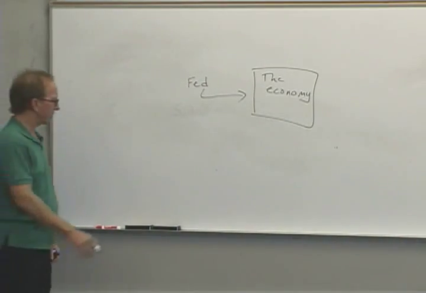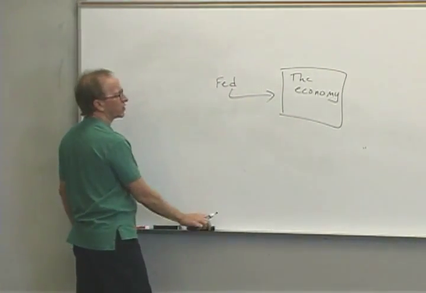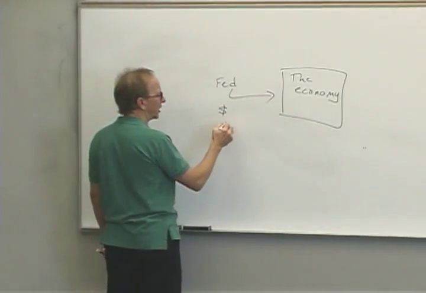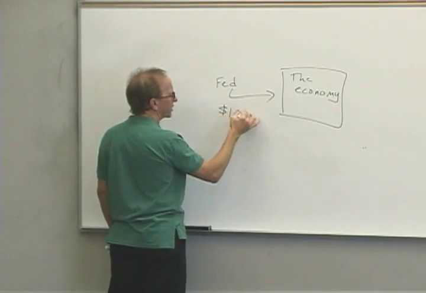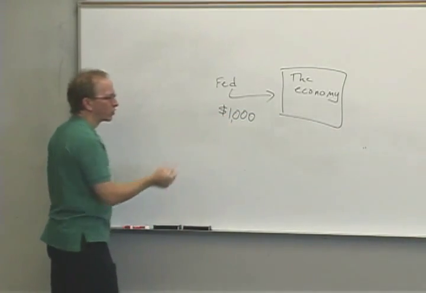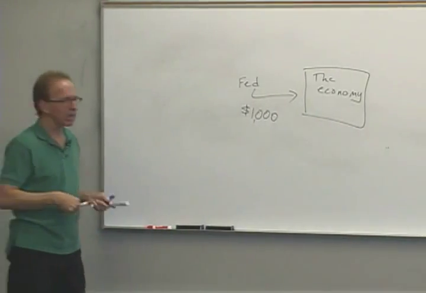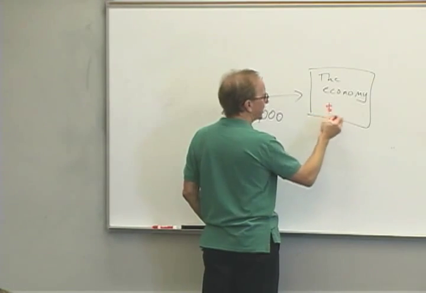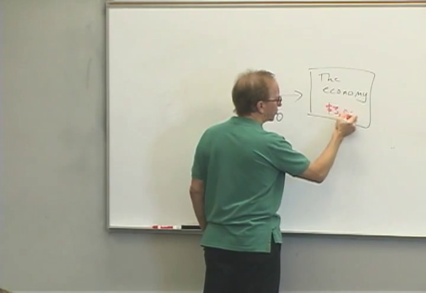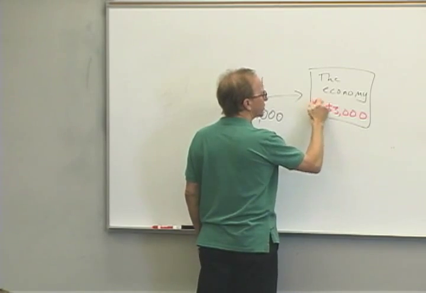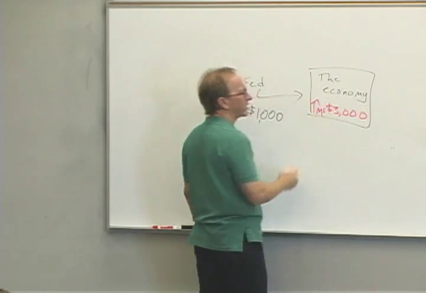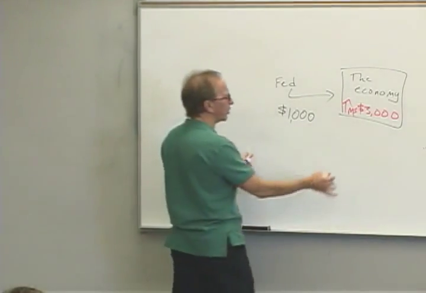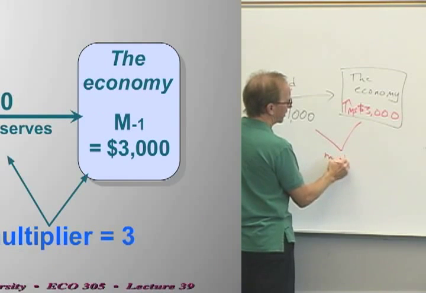And what we said is that there's a multiplier relationship between the amount the Fed injects into the economy and what happens to the money supply. If the Federal Reserve injects $1,000 into the economy, what we saw last time is that the money supply will go up by some multiple amount. Hypothetically, there's an increase in the money supply of $3,000. And in this particular case, there would be a money multiplier of 3.